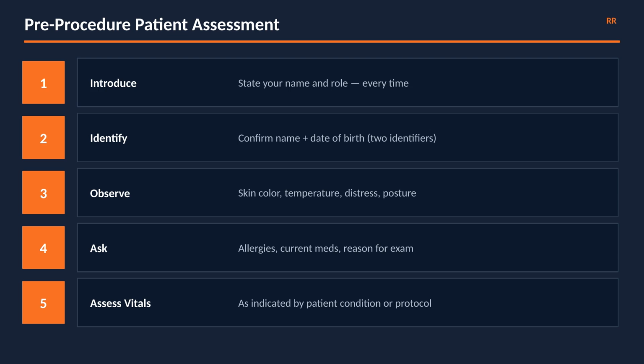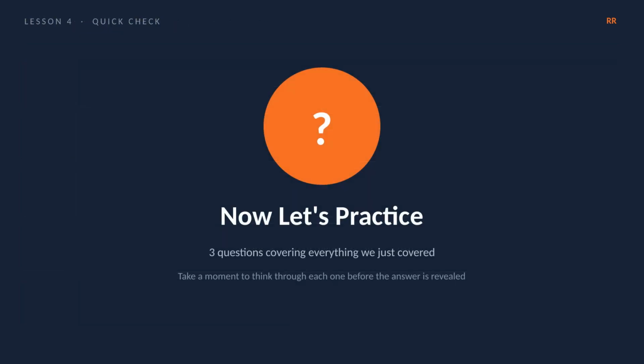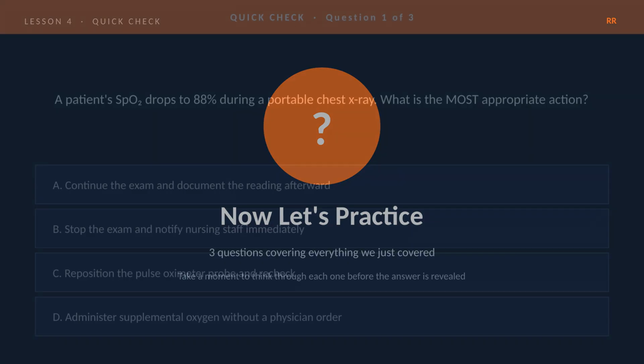This isn't optional. It's a patient safety requirement and a professional standard. Shortcuts here cost patients their safety and cost you your license. 3 vital signs questions in the style of the ARRT. Think before the answer appears.